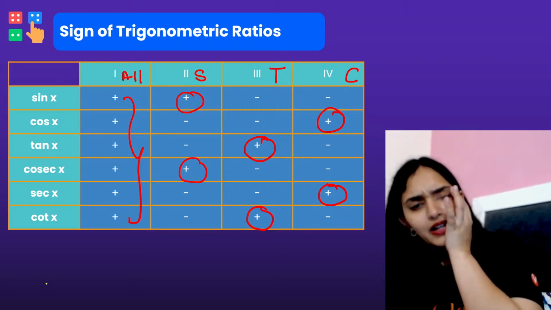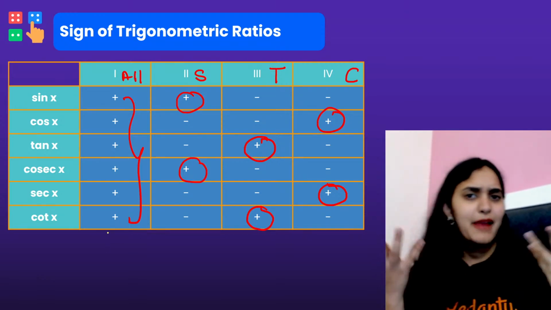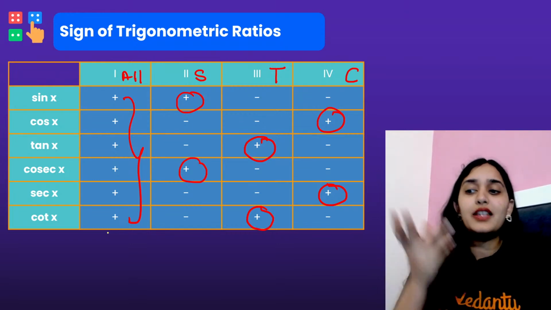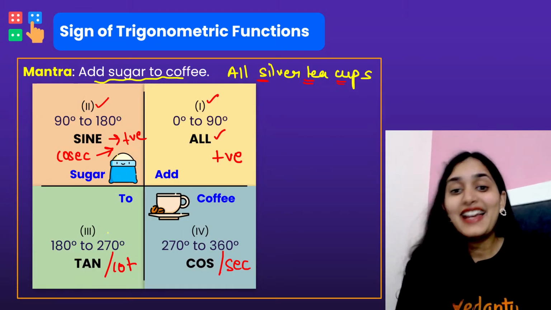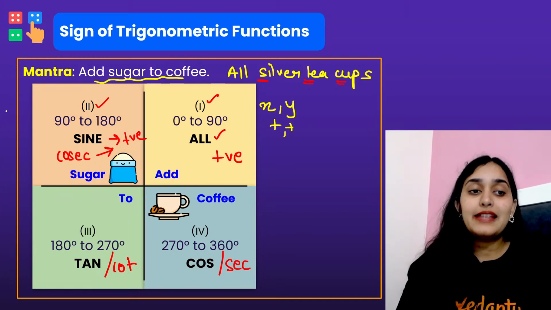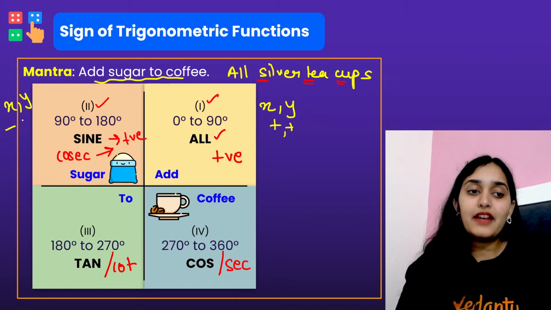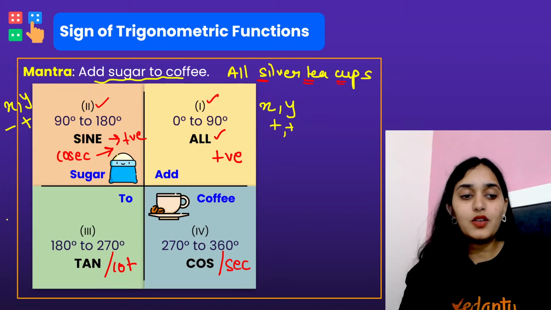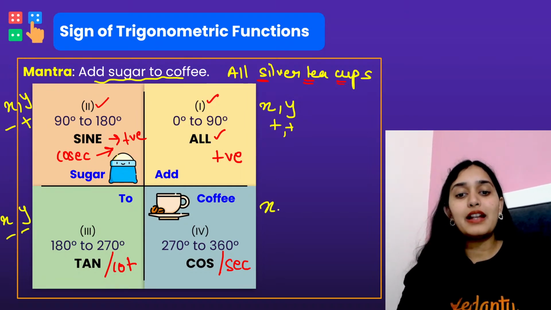Now can anyone tell me what we understand by first quadrant, second quadrant, third quadrant, fourth quadrant? Basically, first quadrant means x and y are positive. Second quadrant, x is negative and y is positive. Third quadrant, x and y are negative. Fourth quadrant, x is positive but y is negative.